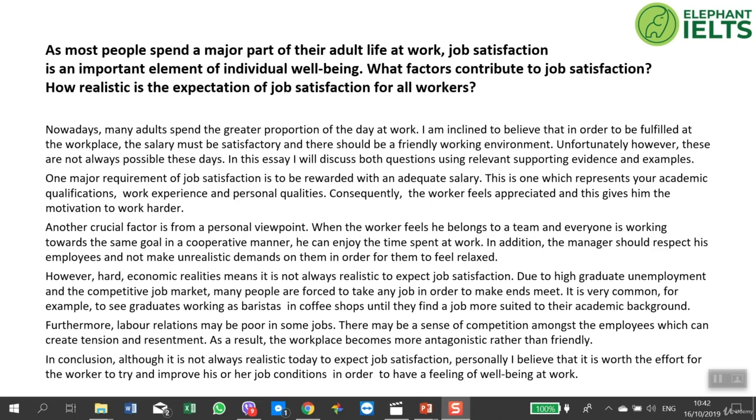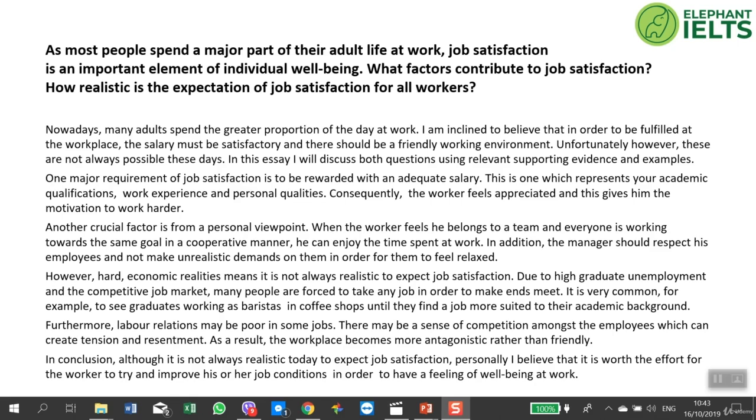And now for the second question. However, hard economic realities means it is not always realistic to expect job satisfaction. You see, this topic sentence answers the second question. And then he goes on to explain it. Due to high graduate unemployment and the competitive job market, many people are forced to take any job in order to make ends meet. So this explains the topic sentence. And then the further development. It's very common, for example, to see graduates working as baristas in coffee shops until they find a job more suited to their academic background.